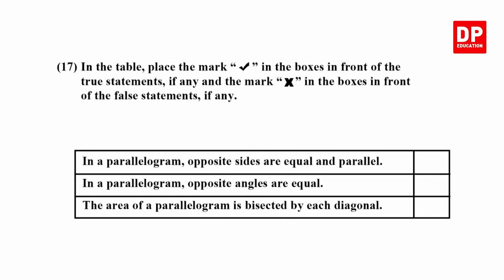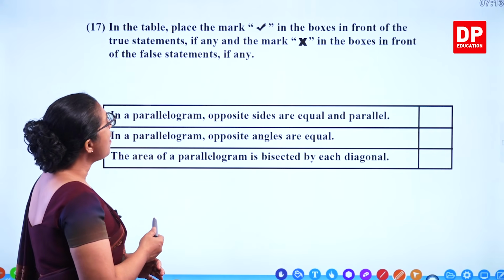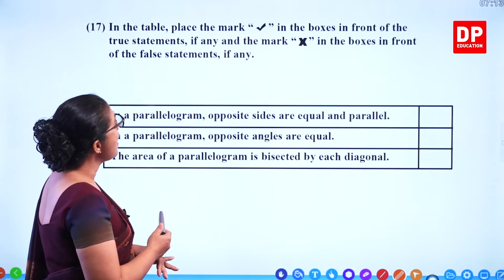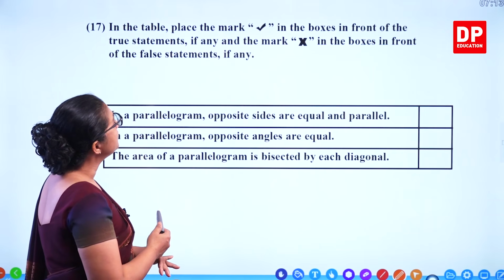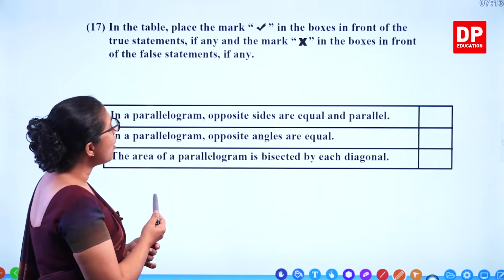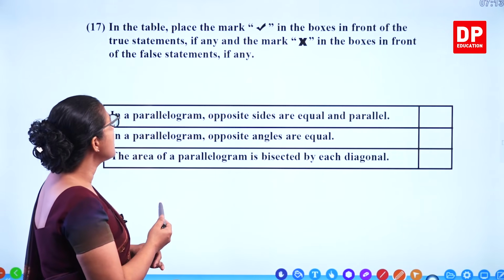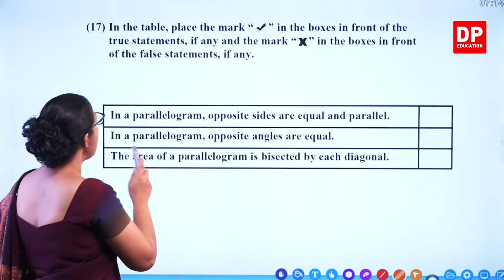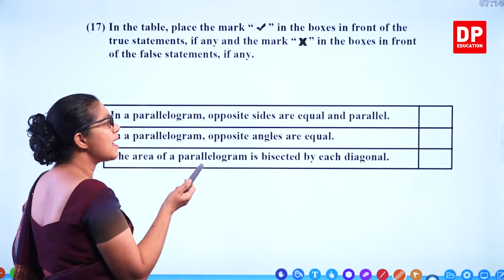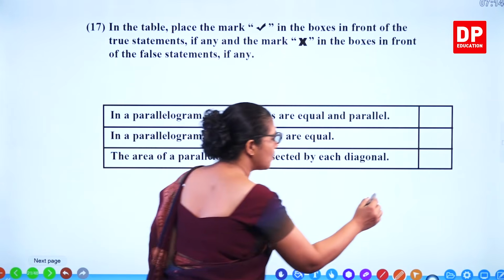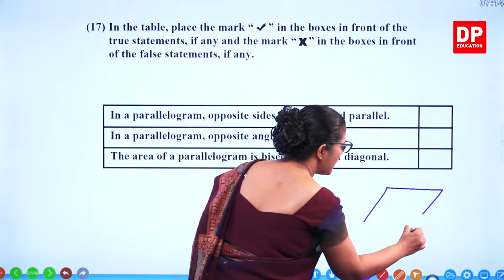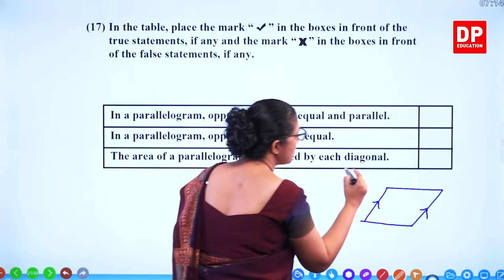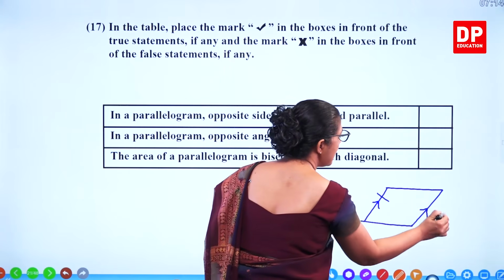Question number 17. In the table, place the correct mark in the boxes in front of the true statements, and if any, mark a cross in the boxes in front of the false statements. Read and try to understand. In a parallelogram, opposite sides are equal and parallel. What do you think? Yes, it's true, because if it's a parallelogram, it's parallel as well as equal.